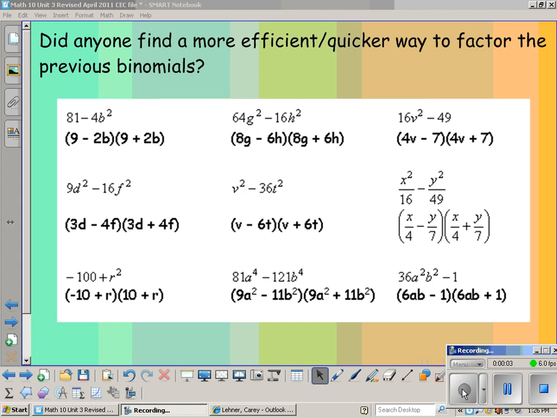So when you're looking at the following types of polynomials that have been factored, these are the types that you did in the previous lesson. Did anyone find a more efficient or quicker way to factor these binomials? Hopefully what you've noticed is a couple of patterns to them.